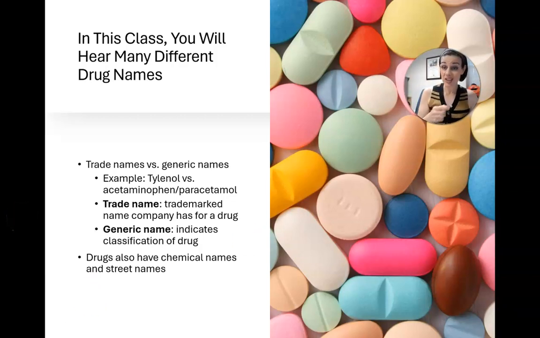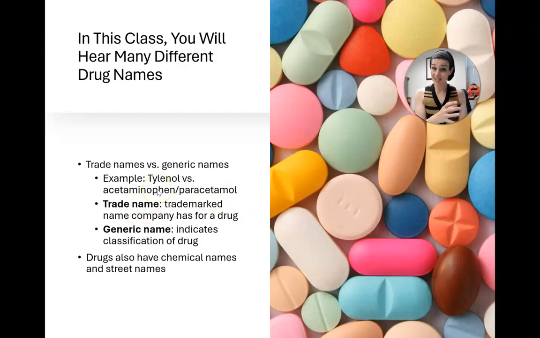So when I go to the store and I look for a drug trade name, I might try to look for Tylenol. That's the brand name. That is technically what is referred to as the trade name. Now, if I go to the store and I get some generic Tylenol, it is not going to be called Tylenol. It is probably going to be sold under the name acetaminophen, or depending on what country you live in, it may be referred to as paracetamol.